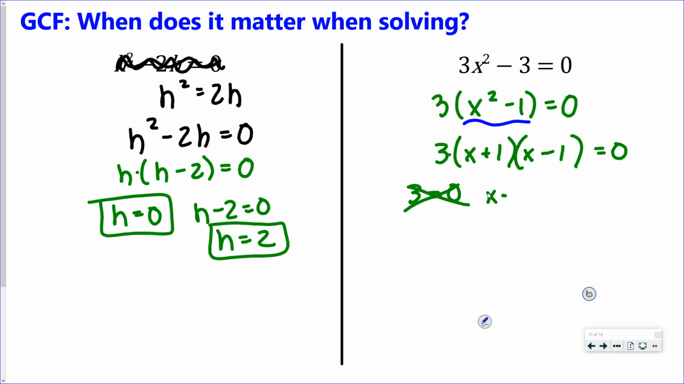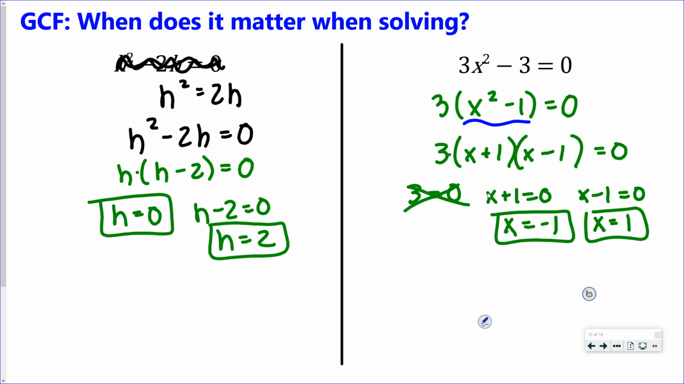All right, so then we have x plus 1 could be 0, giving us solutions of -1. X minus 1 could be 0, giving us a solution of +1.